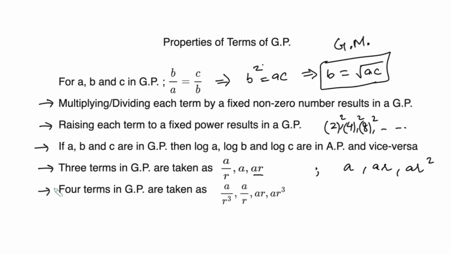Similarly, if the product of terms is given, the four terms in GP should be taken as A over R cube, A over R, AR, and AR cube.